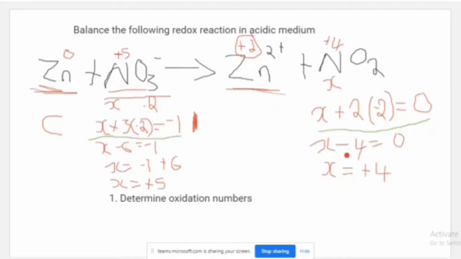Is it clear? Yes. Yes, wonderful. So this is our first step for balancing redox reactions.